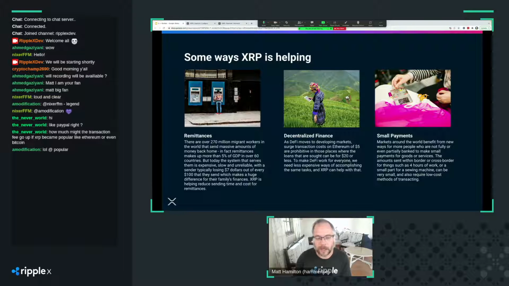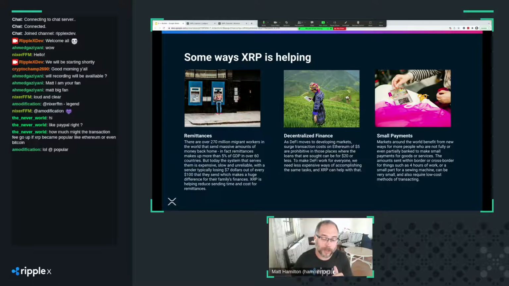Decentralized finance, like I said, there's the built-in decentralized exchange in the XRP Ledger, so you can use that for representing, tokenizing different assets, buying and selling things as well. And small payments, so things like micropayments, because the fees are so small, you can make very small payments, right? It's economical to send somebody the equivalent of 10 cents on the XRP Ledger, right? Because the fees are thousandths of a cent.